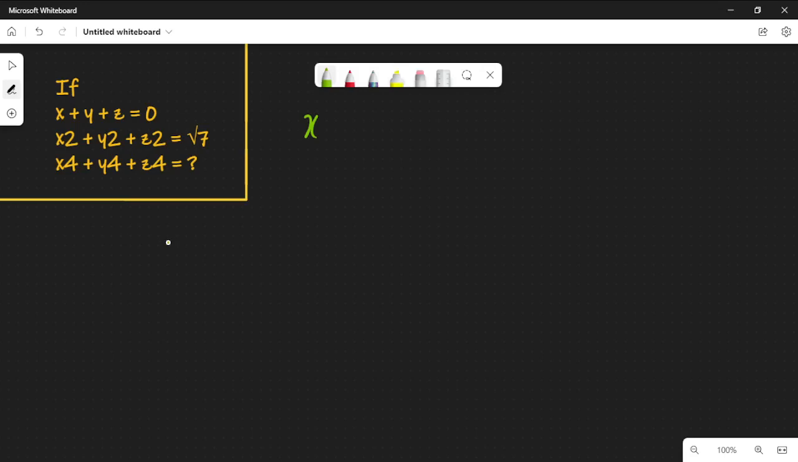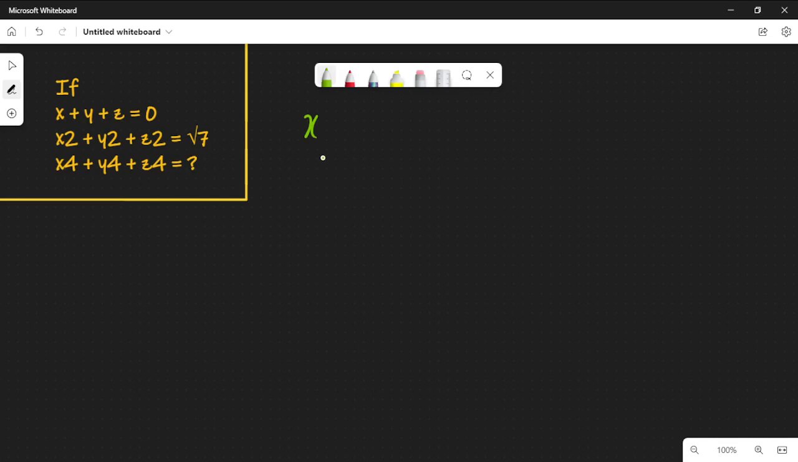So today we are going to be solving this mathematical equation. It's a famous question that almost every individual must have seen. It's x plus y plus z equals 0, x squared plus y squared plus z squared equals square root of 7. Find x to the power of 4 plus y to the power of 4 plus z to the power of 4.